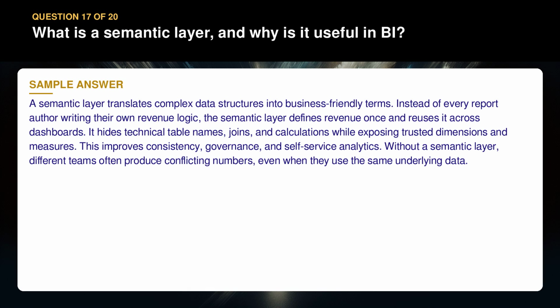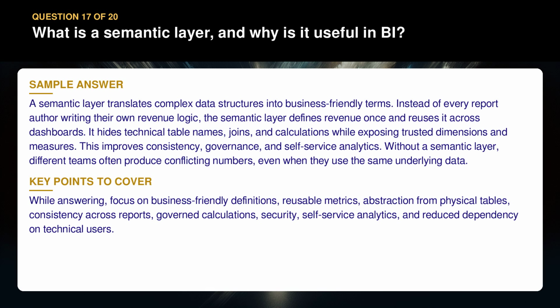Without a semantic layer, different teams often produce conflicting numbers, even when they use the same underlying data. While answering, focus on business-friendly definitions, reusable metrics, abstraction from physical tables, consistency across reports, governed calculations, security, self-service analytics, and reduced dependency on technical users.